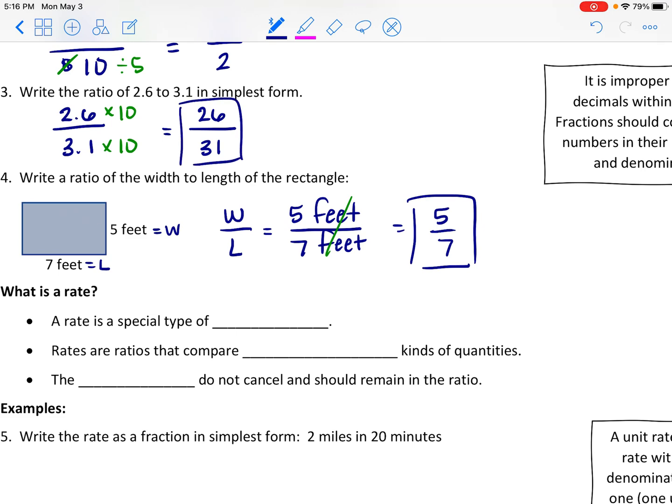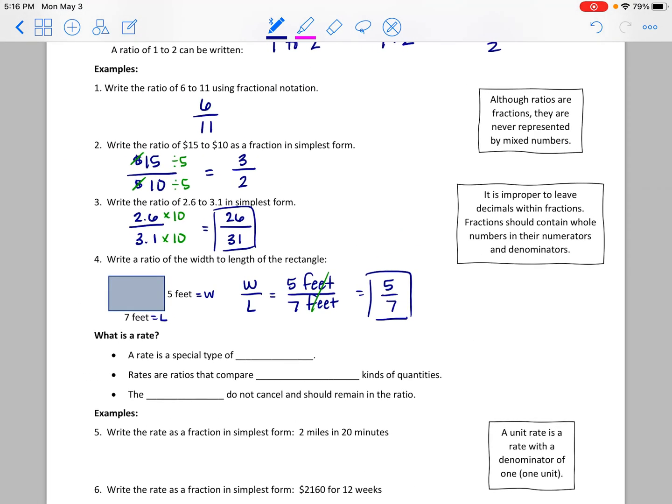And now I boxed in one answer, and I don't know why I didn't box in the others, so now I gotta go back.